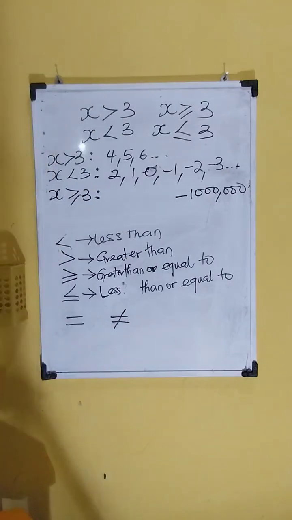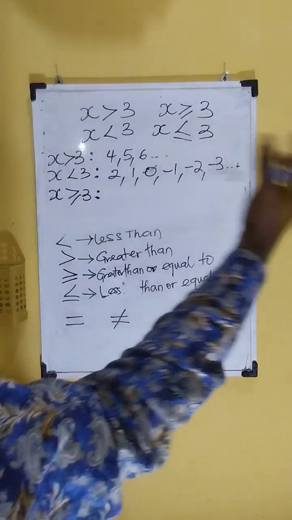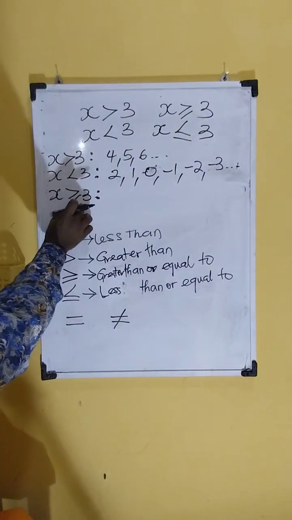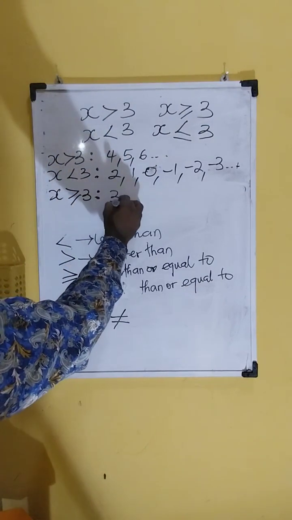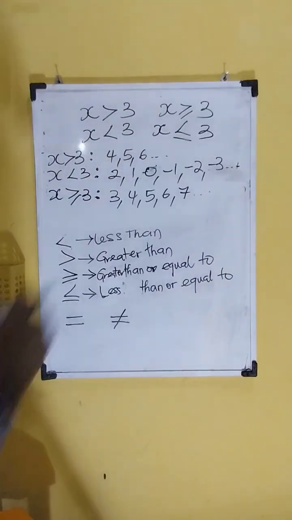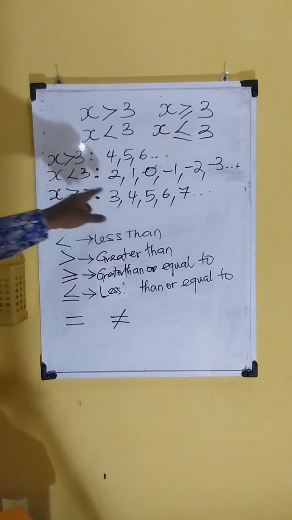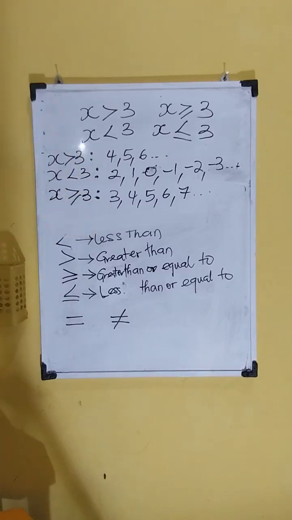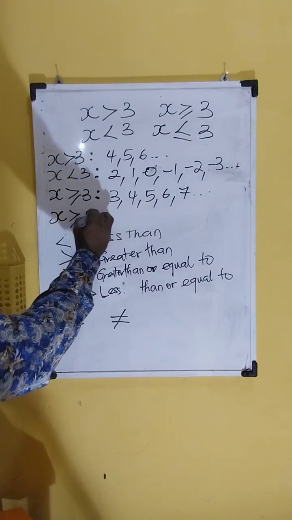Did you get that? So when they say x is greater than or equal to 3, it means the value that x has is what? 3, 4, 5, 6, 7, and so on and so forth. Infinite. It keeps going. So don't forget this: when you see this sign, greater than or equal to, it should start from the number itself. So now what does this mean? X is greater than or equal to 51.